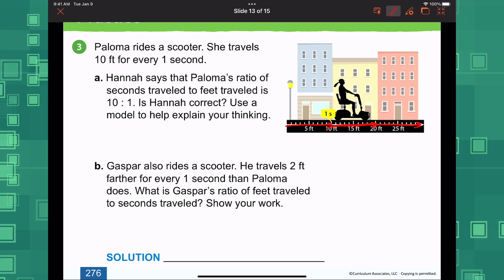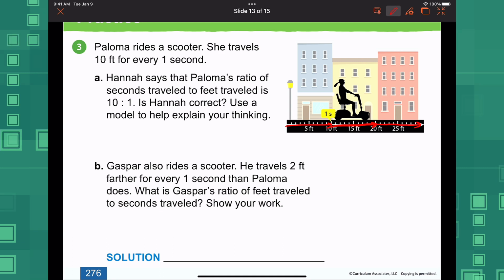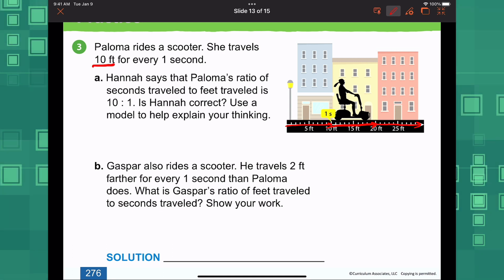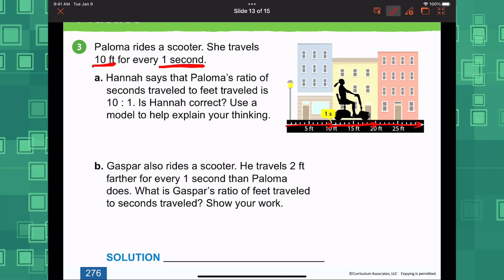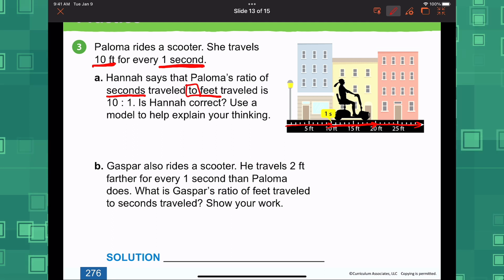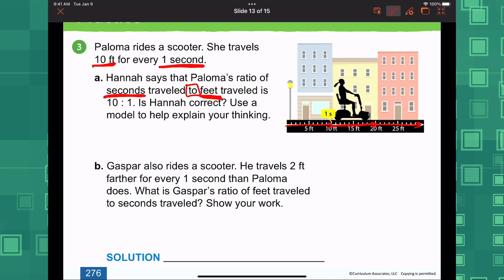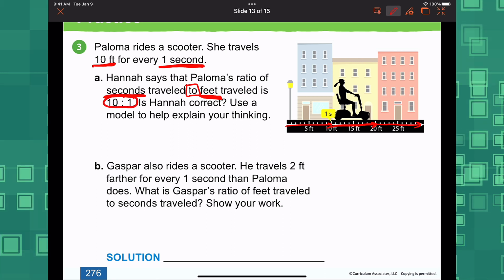Hannah says that Paloma's ratio of seconds traveled to feet traveled is 10 to 1. Is this correct? Well, hold on a second. It's 10 feet to 1 second, or it's going to be 1 second to 10 feet. Hannah is saying the ratio of seconds to feet. Okay, well then it should be 1 second to 10 feet. But this is backwards. And it says use a model to help your thinking.